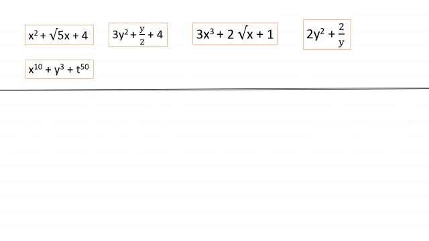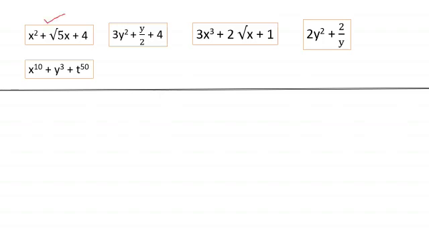In this expression, all the exponents, or we can say powers, are whole numbers, that is 2, 1 and 0. So these exponents are all whole numbers. This expression is a polynomial.